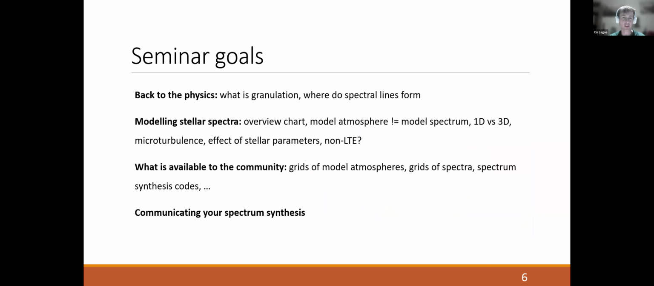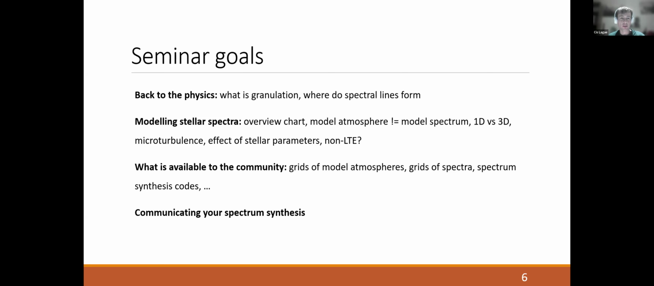So to this end, these are some of the goals I want to address in this seminar. I want to go back to the physics, look at what the stellar surface is actually like, and try to give you all a more visual understanding of what's happening and where spectral lines form. I think we all have a rough idea, but I'll try to get a more visual understanding across.